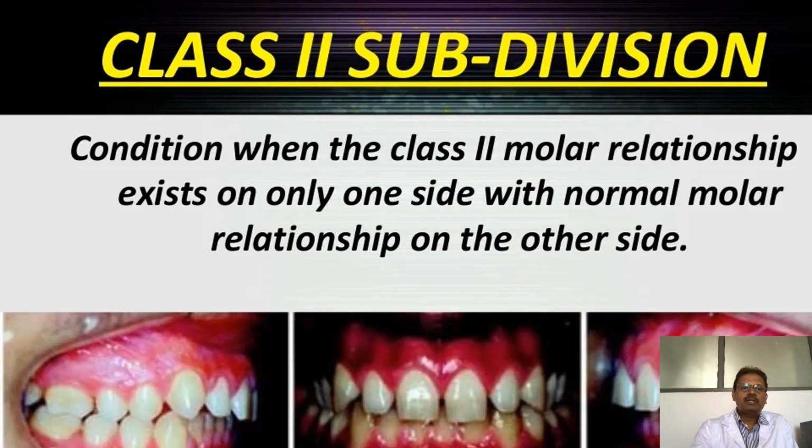So next we will go to class 2 malocclusion with a subdivision. What do you mean by subdivision? It is the condition when the class 2 molar relation exists on only one side with a normal molar relation on the other side. So this is called subdivision. Basically the treatment plan is the same, but they are again divided into class 2 division 1 subdivision or division 2 subdivision. So this is the one classification we have.